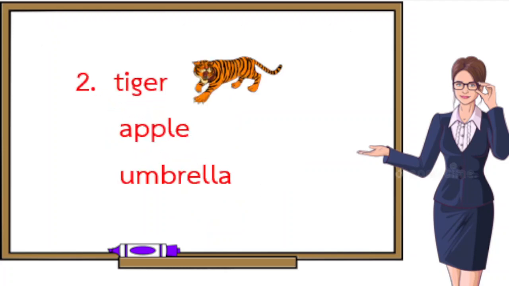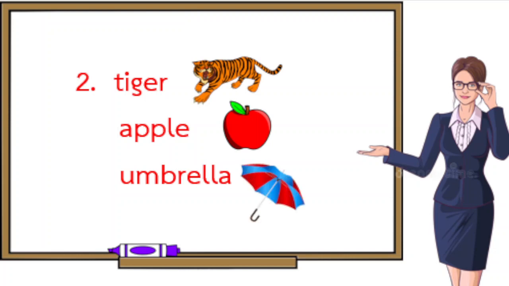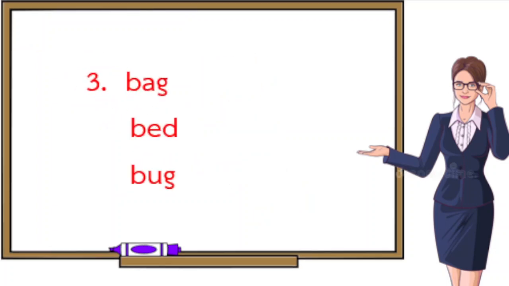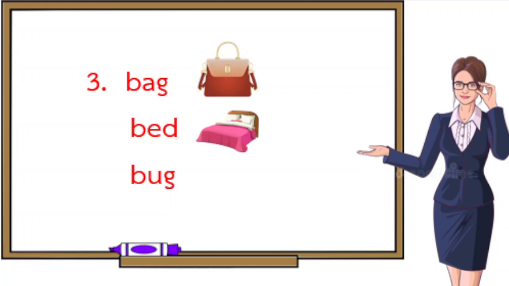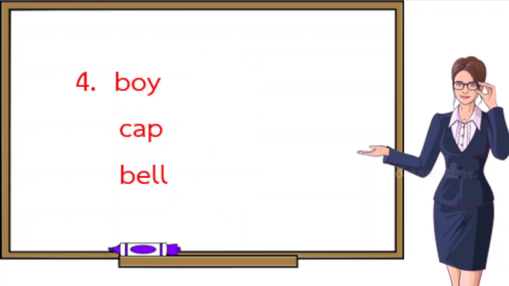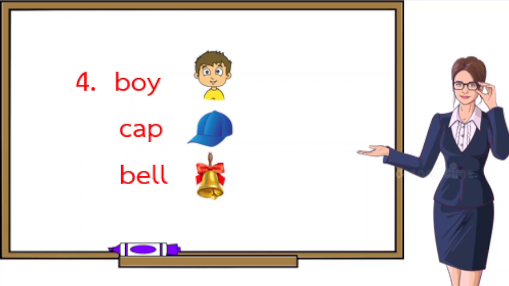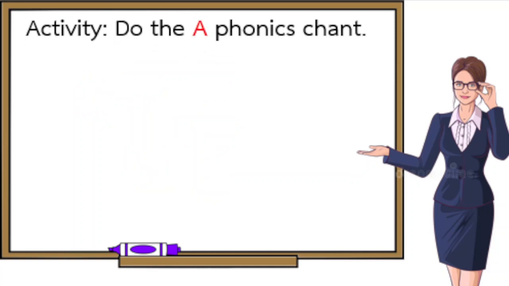Okay, number two. Tiger, apple, and umbrella. What do you think is the correct answer here? Apple. Very good. Number three. Bag, bug. What is the correct answer here? Bag. Very good. Number four. Boy, cap, bag. What do you think is the correct answer? Cap. Very good.